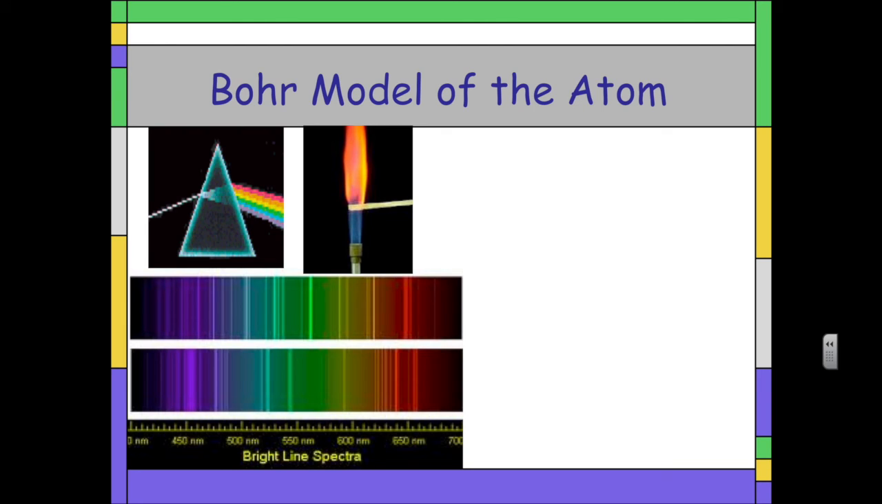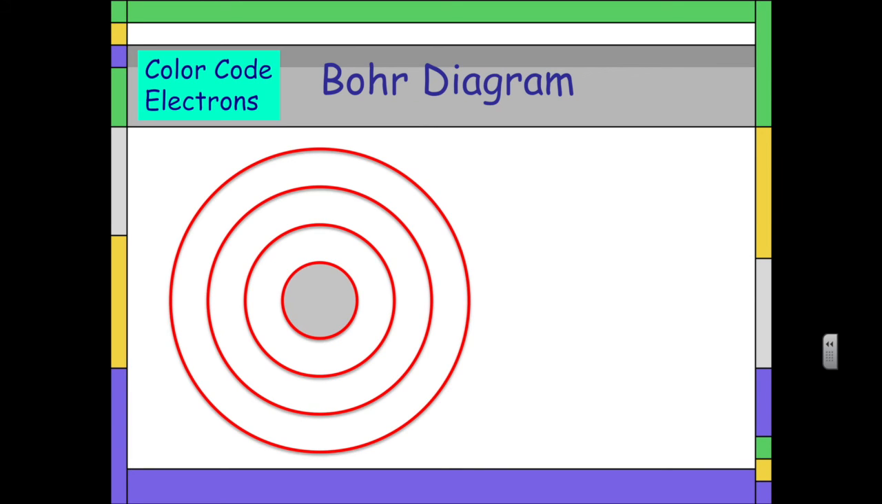Okay, guys, we're going to begin to advance our understanding of what we know about light. We know about wavelengths and frequencies, and we know how to calculate the relationship between those. But now we're going to actually really see where light comes from. Okay, so to do this, we must understand the Bohr diagram.